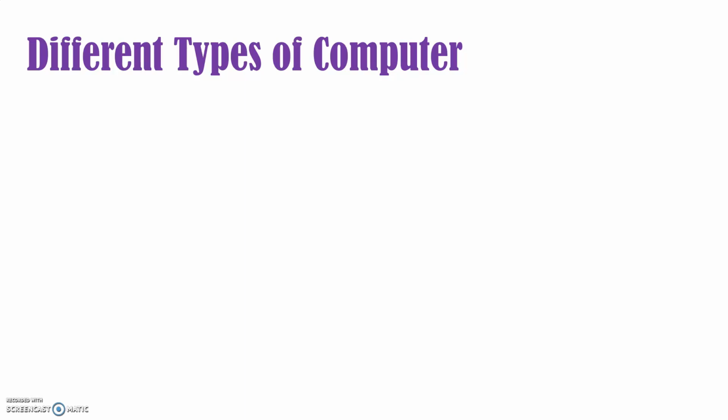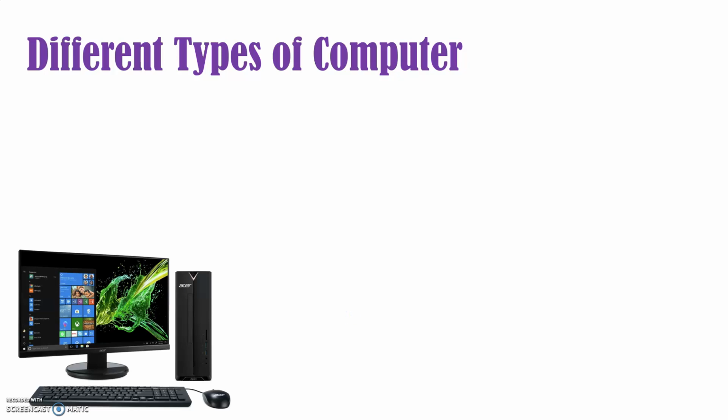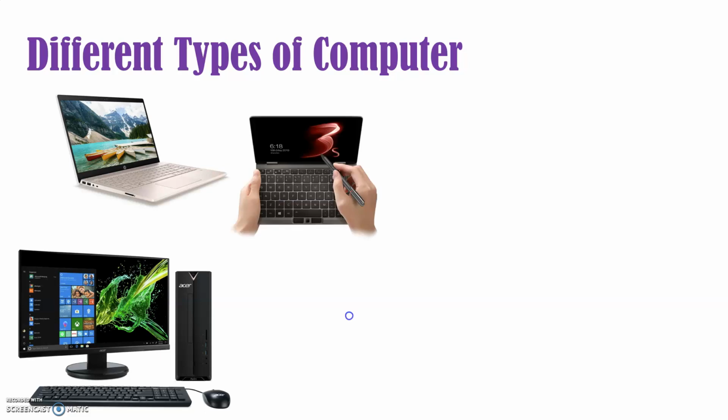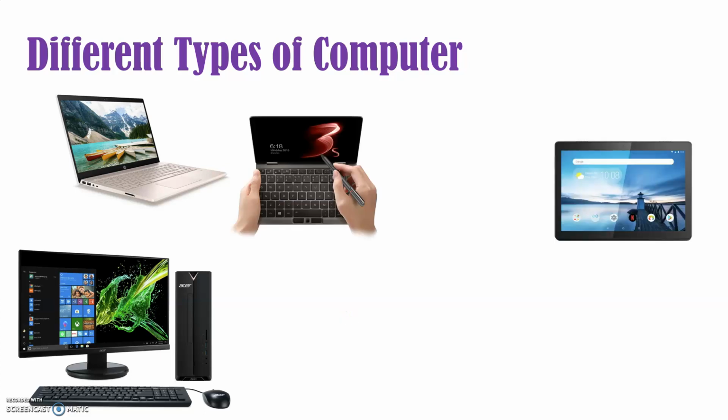Okay, hopefully you've had a little bit of time to think about what types of computers there are. Here are the ones that I came up with. Now there are more than this, but this is sort of the main ones. So we've got a desktop computer, laptop computer with also a netbook, which is a slightly smaller version of a laptop. You've got a tablet, like an iPad or something like that.